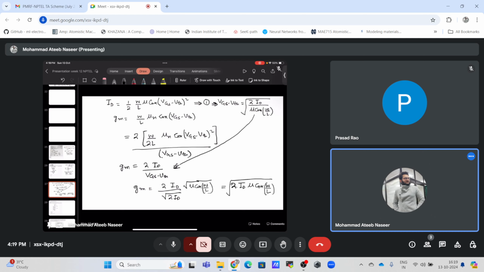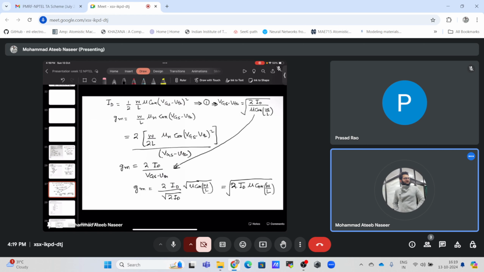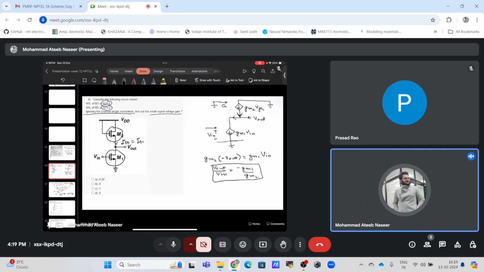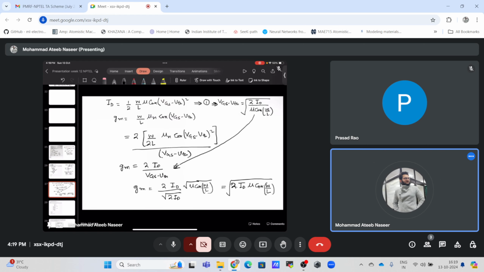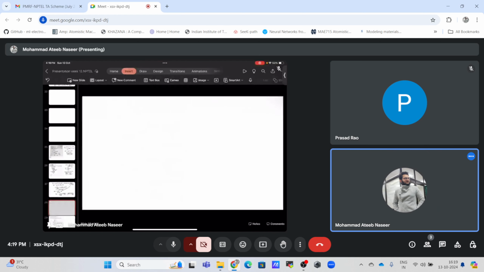Now for this problem, ID1 is equal to ID2, of course because the circuit is complete, and the same current has to flow throughout the circuit. This ID1 has to be equal to ID2, which we did at this point when we used KCL. So V out by V in is minus gm1 by gm2.